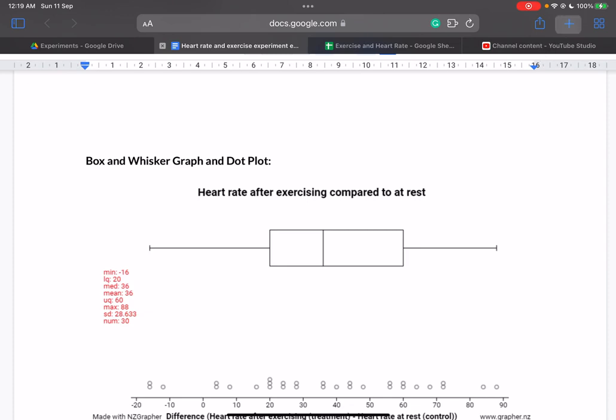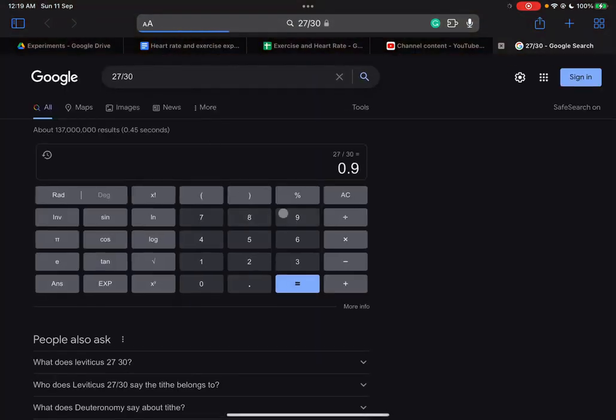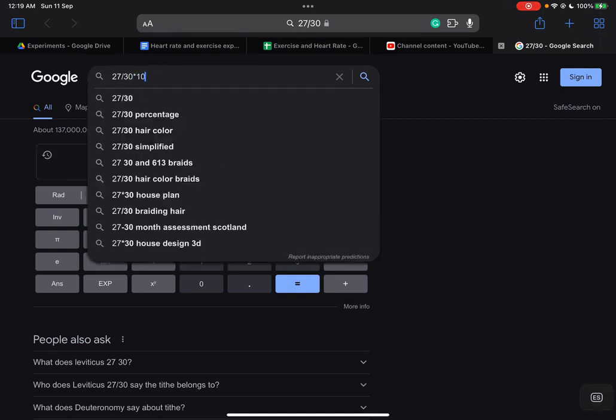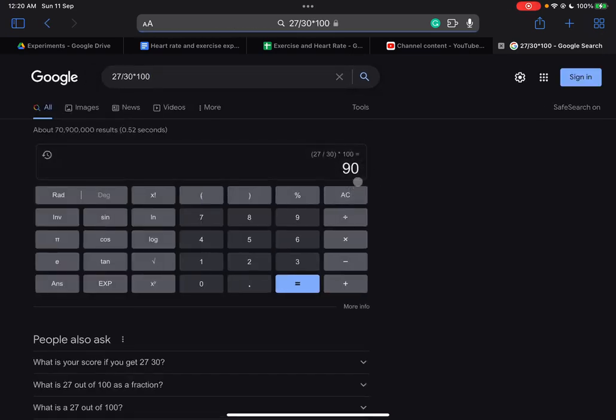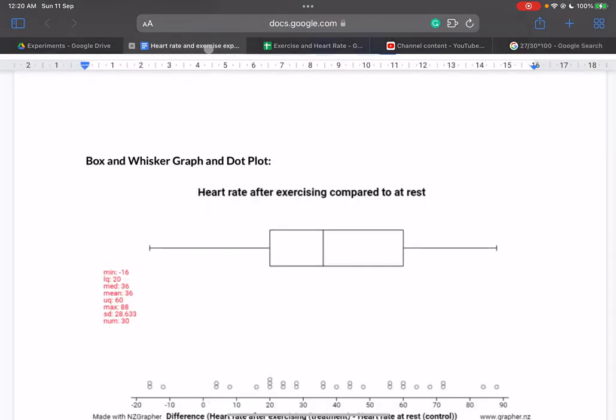Now, if you find out you've got 27 arrows sloping to the right and 3 sloping to the left, so you have 27 out of 30 sloping to the right, what you do is 27 divided by 30, and then times 100 to find the percentage. So this is 90%. That's over 75%. So because 27 out of 30, which is 90% of your arrows, are going to the right, that's over 75%, and we can claim that the treatment variable caused an increase in the response variable.